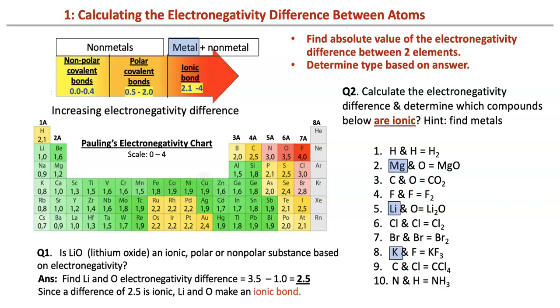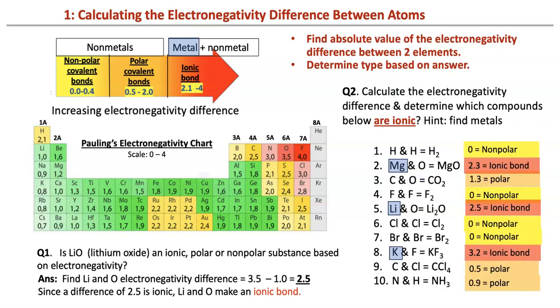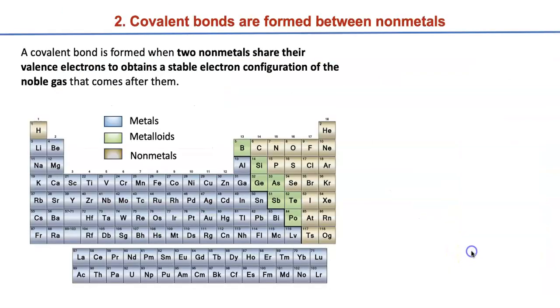Okay, so these are made with magnesium, lithium, and potassium, which are metals. So these three are going to be ionic compounds. And then you can calculate the electronegativity difference. If you are made out of the same element, then you're going to be 0. And if you are made with two electronegative elements that are not too high in electronegativity, you're going to be polar. And if you have a very high electronegativity difference, you're going to be an ionic compound.